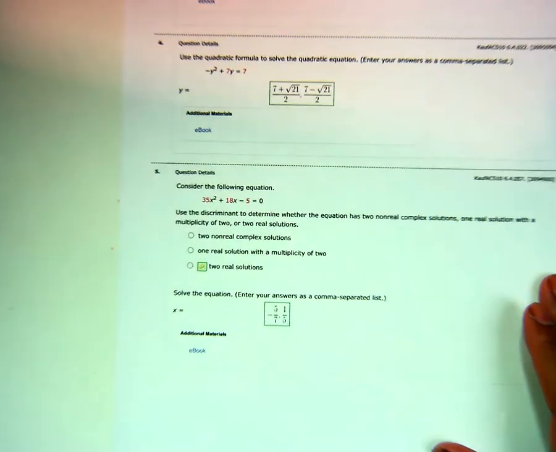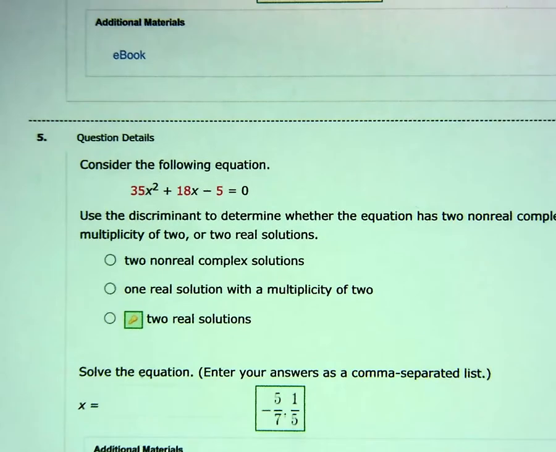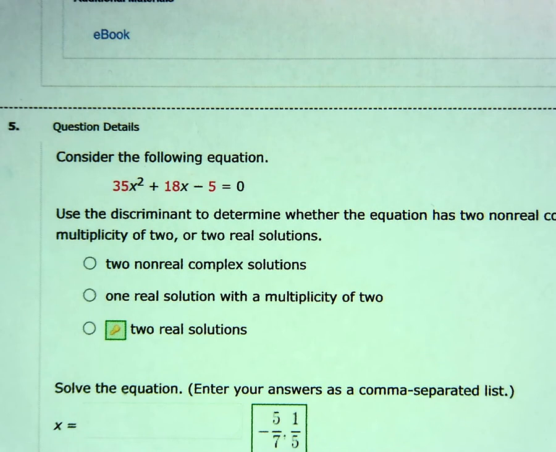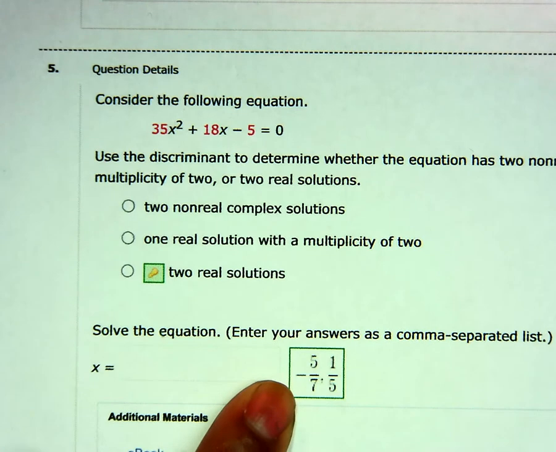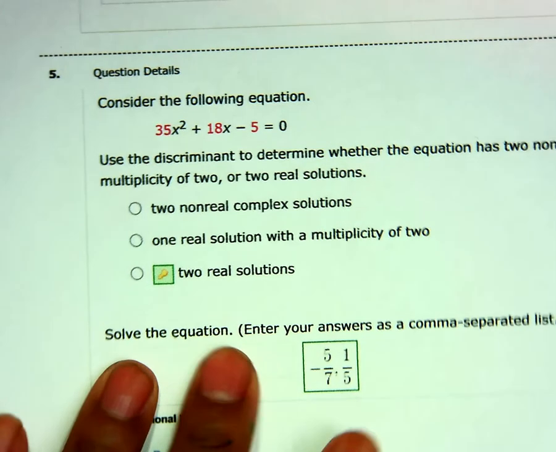Now we have this one. So I'm going to zoom in. Take a moment to read it now, because now it's asking you to use the discriminant for 35x squared plus 18x minus 5 equals 0. Your answers are going to be in fraction form. So let's figure out how they got those answers.